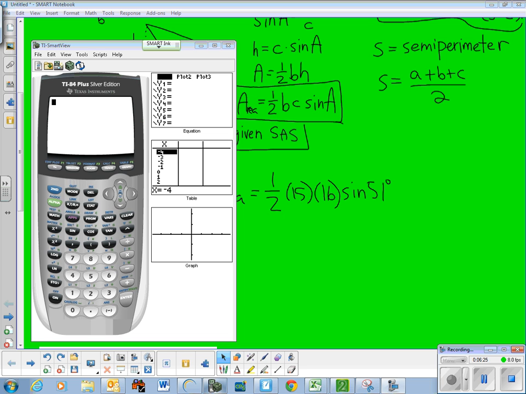Okay, so here we are. Again, I want to make sure my calculator's mode is in degrees. On this triangle unit, you want your calculator to pretty much always be in degrees. So my area is going to be 1/2, 0.5, times 15, times 16, times the sine of 51 degrees, and all of that is 93.26.